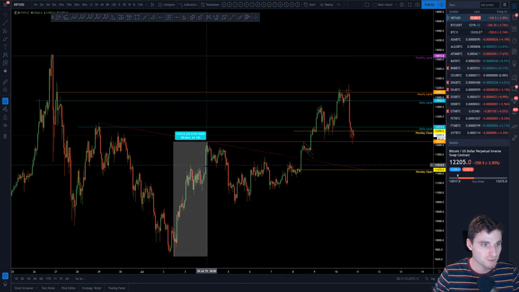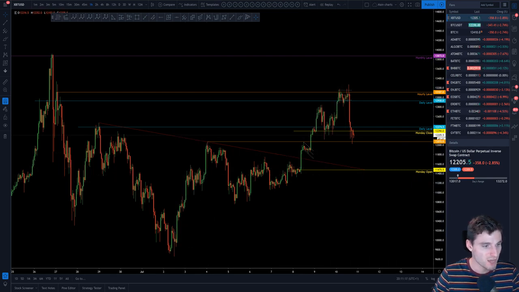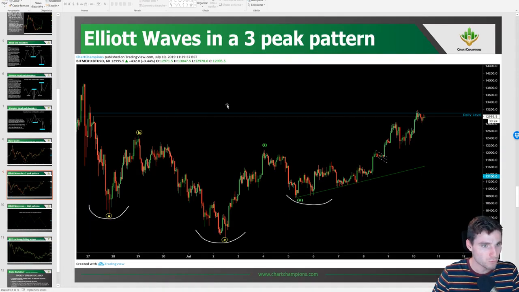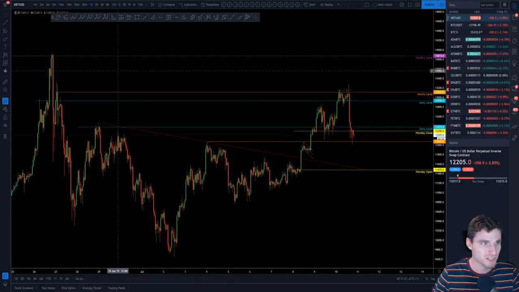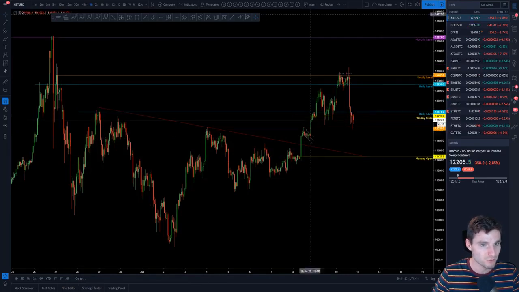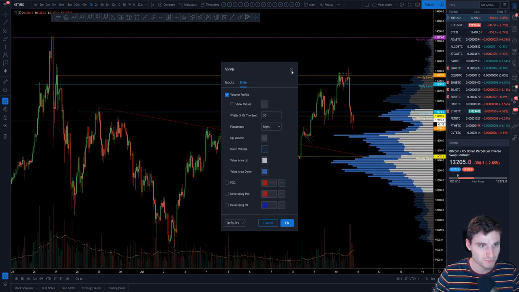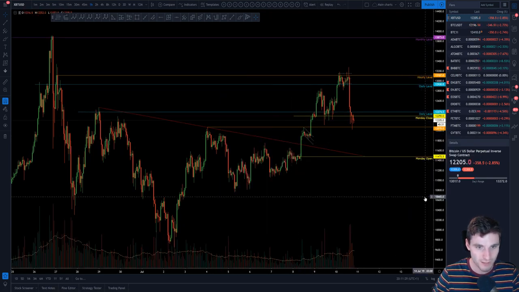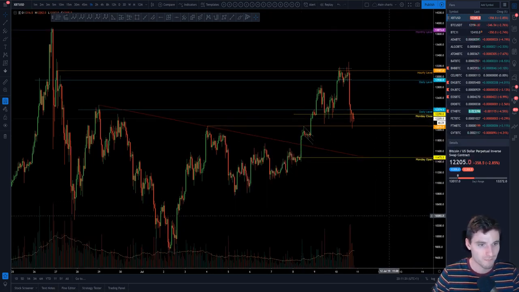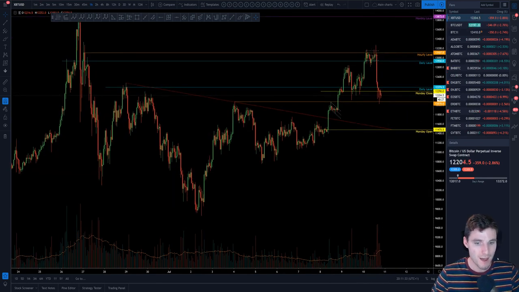But why was I not trading this as a head and shoulders? Why was I trading this as 3 peaks, as shown here? Well, because of the volume profile. So let's load up the volume a second. We don't want the visible range getting in our way. Now let me close this down. We don't want to see that either.